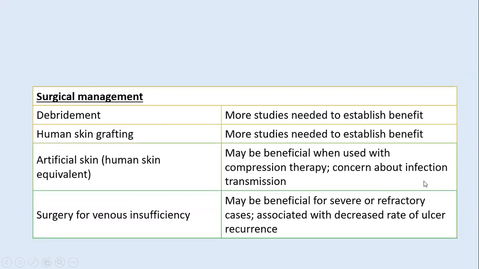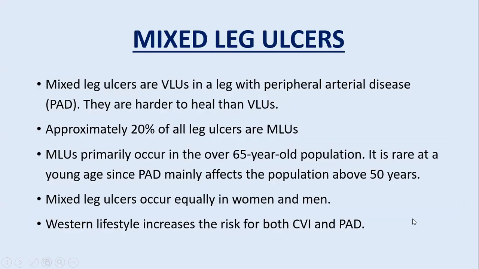Then surgical management, debridement. Debridement is usually not required, but more studies are needed to establish benefit. Human skin grafting, more studies again are needed. Artificial skin is sometimes beneficial with compression therapy, though there is concern about infection transmission. Then, in case of venous insufficiency, surgery must be done to treat the venous insufficiency, and this will cure the severe and refractory cases and will decrease the rate of ulcer recurrence.